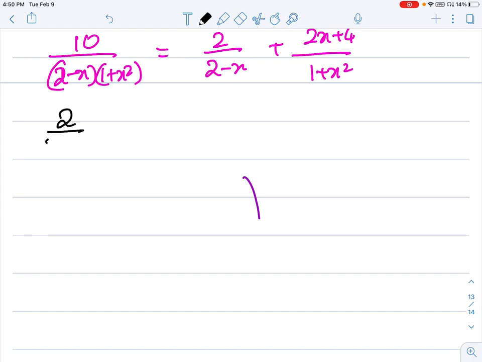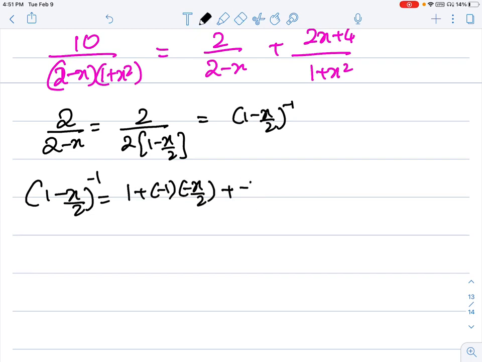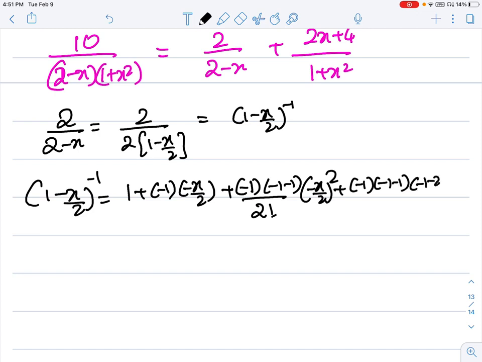So first I take 2 by 2 minus x. So what am I going to write? 2, take 2 common, 1 minus x upon 2. So it becomes 1 minus x upon 2 whole to the power of minus 1. Expand that, 1 plus nx plus n times n minus 1 by 2 factorial x square plus n times n minus 1 times n minus 2 by 3 factorial x cube.